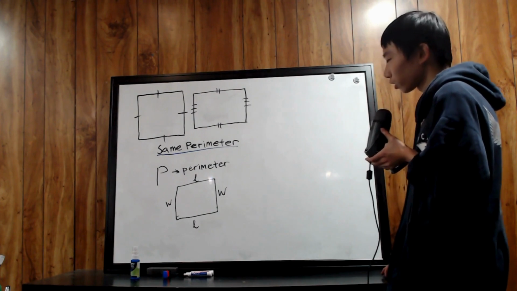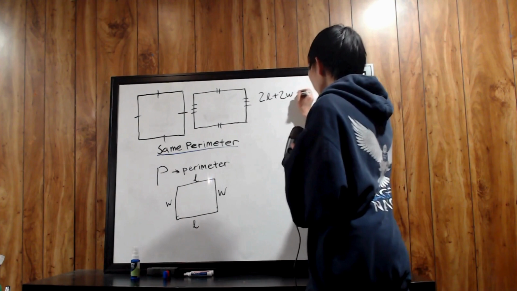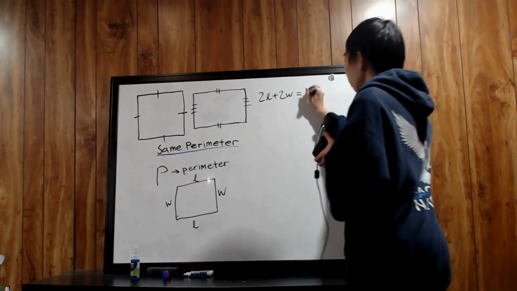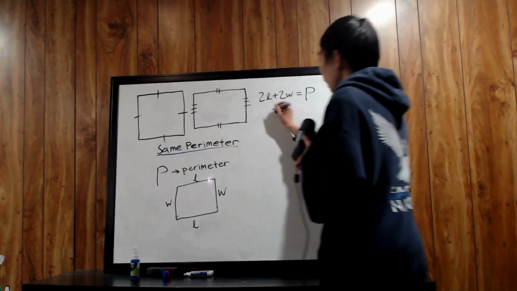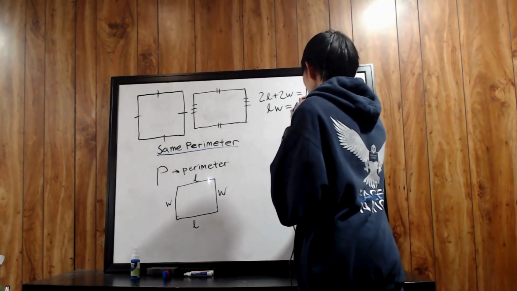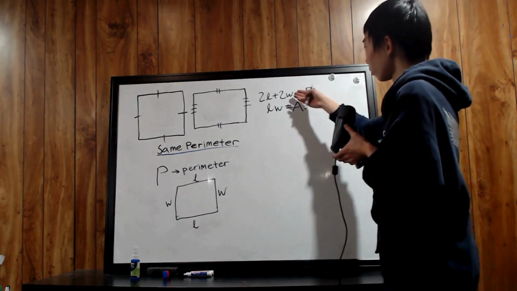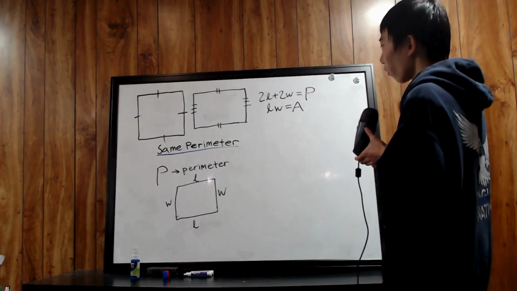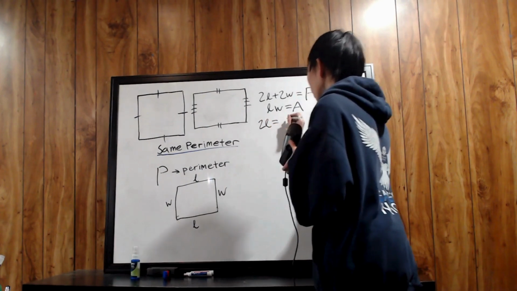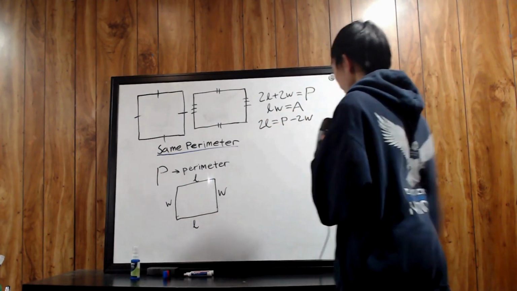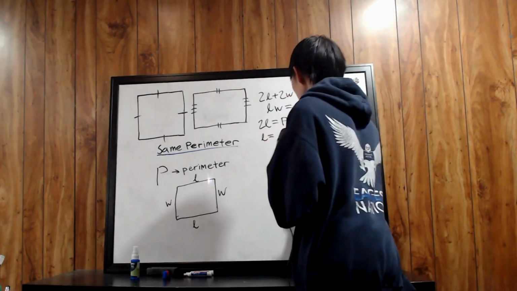Then we can set up an equation. Notice that 2L plus 2W is just the perimeter of the rectangle, so that's equal to P. In addition, what is the area of this rectangle? Well, that's just L times W. Set that as A. Okay, so now let's rearrange for L. We'll do 2L is equal to P minus 2W. And then we can divide both sides by 2 to get L in terms of W.